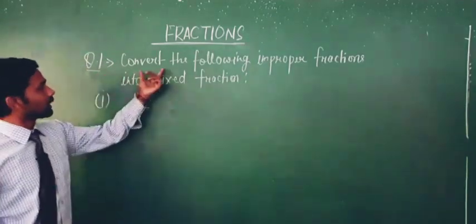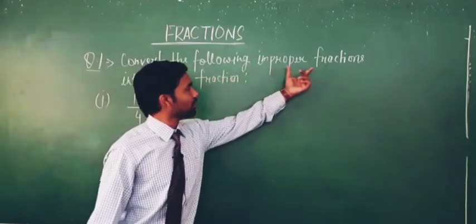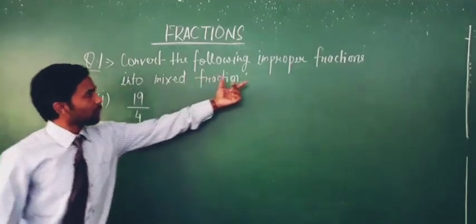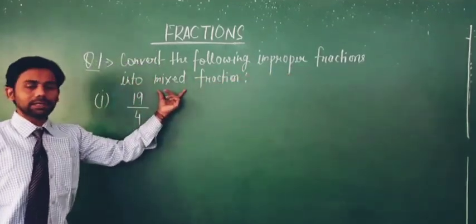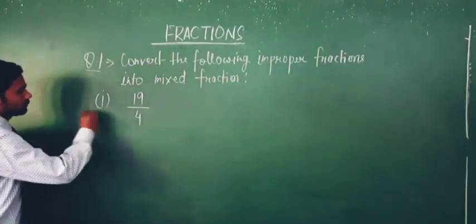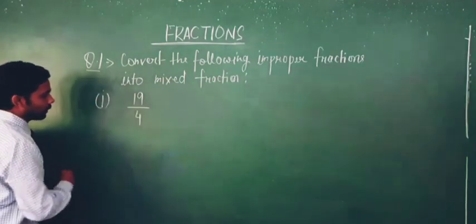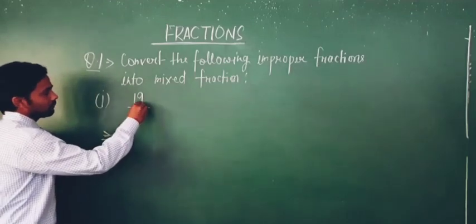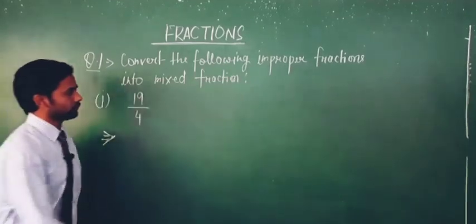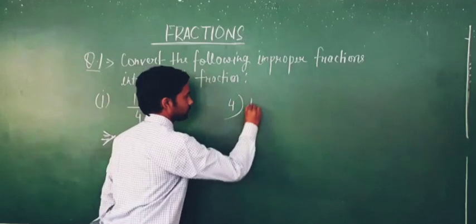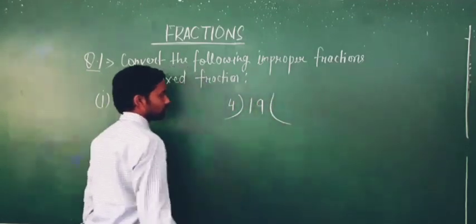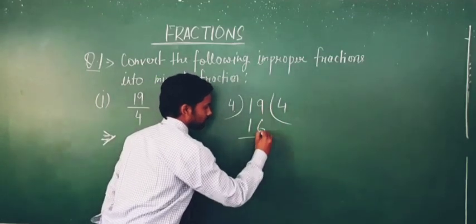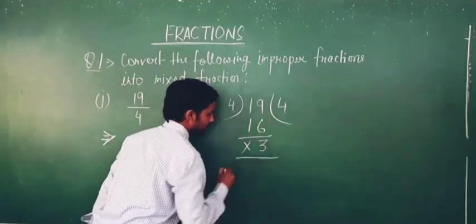Question number 1. Convert the following improper fractions into mixed fractions. How will you change an improper fraction into a mixed fraction? Part 1: 19/4. First of all, we divide 19 by 4. 4 fours are 16, and the remainder is 3.